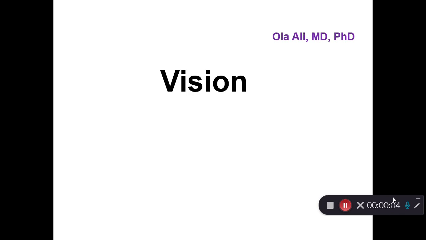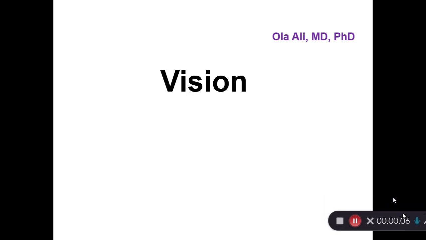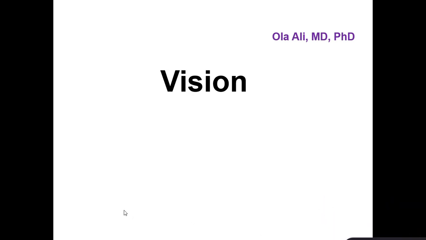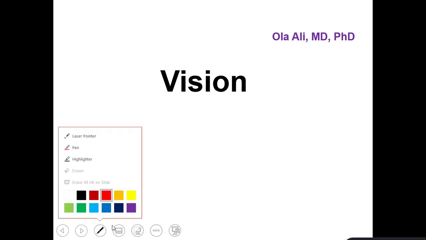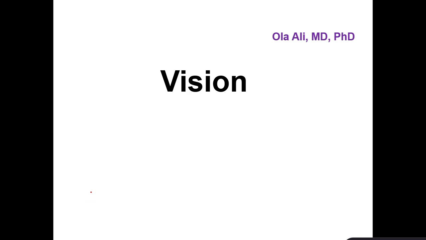In this video, I'll discuss the vision. Remember, we have two types of sensation, the somatic sensation that comes primarily from the skin and spatial sensation. Spatial sensations are vision, smell, taste, and hearing. So now let's go with vision.